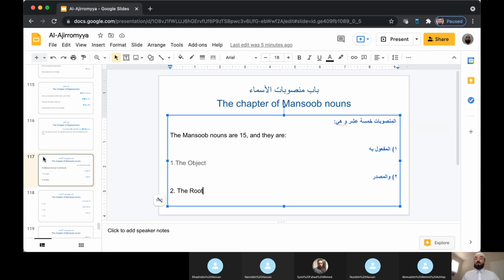So the object in all sentences in Arabic is mansub, except the object that replaces the subject whose subject is not mentioned. We went over that in the chapter of the marfu' nouns. But here we're just talking about a pure object, an object whose subject is mentioned. An object whose subject is mentioned will always be mansub. I just gave you an example, but I'll give you a less violent example.